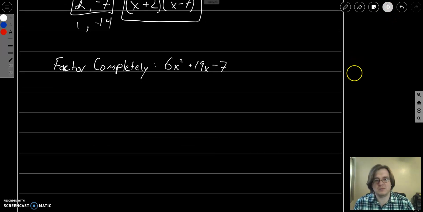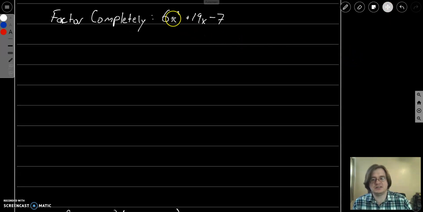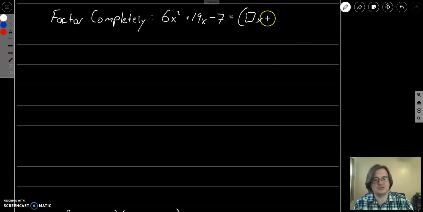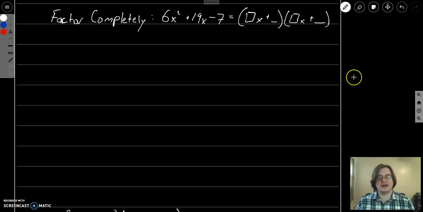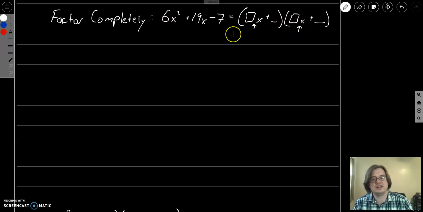Things get a little bit more complicated when that first term doesn't have a 1 as the coefficient. So here, again, we'll approach this in exactly the same way. This will be the product of two binomials. And we know that what we want here is for the product of the first terms to be equal to 6. So in fact, there are a couple different ways I could do this.